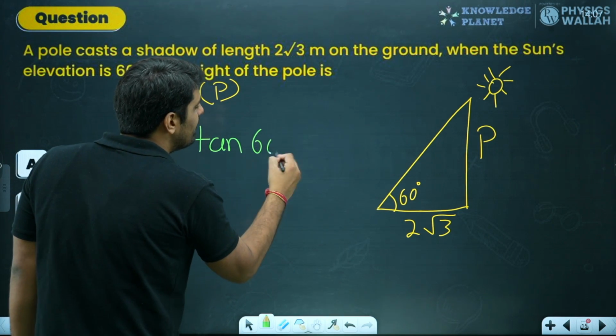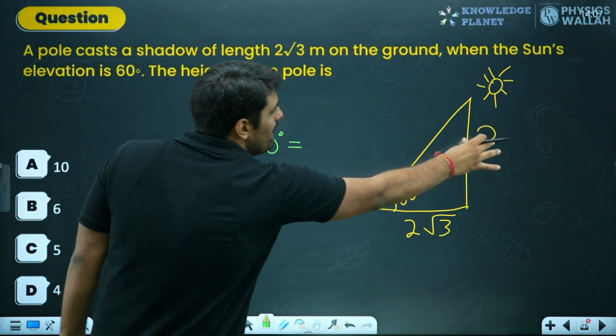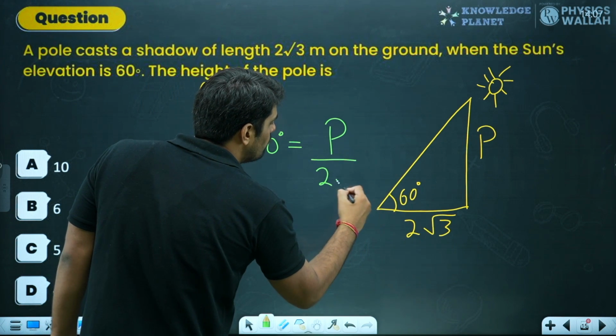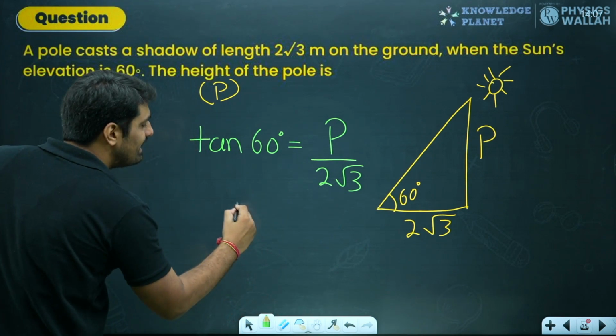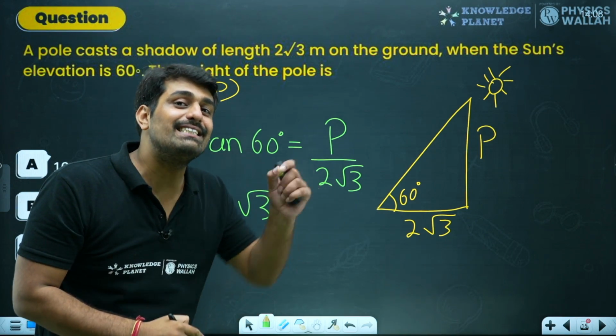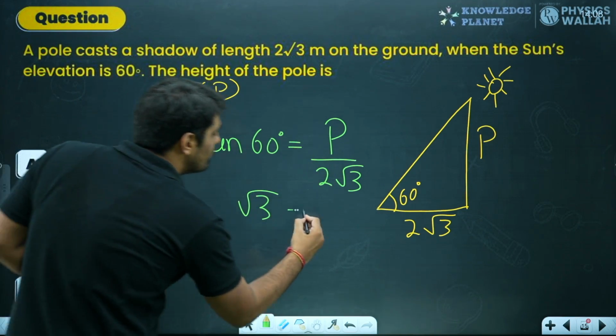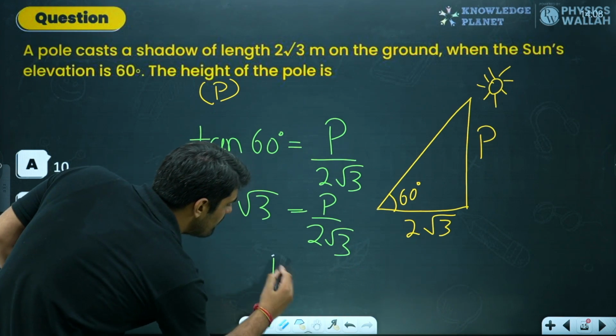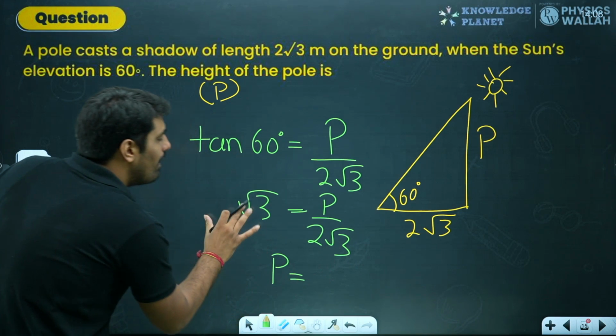Tan of 60 degrees is given to me as the perpendicular by base. So P I don't know, base I know as 2 root 3. Tan 60 is root 3. Tan 30 is 1 by root 3. So root 3 is equal to P by 2 root 3. From here, the value of P comes out to be 2 multiplied with 1.